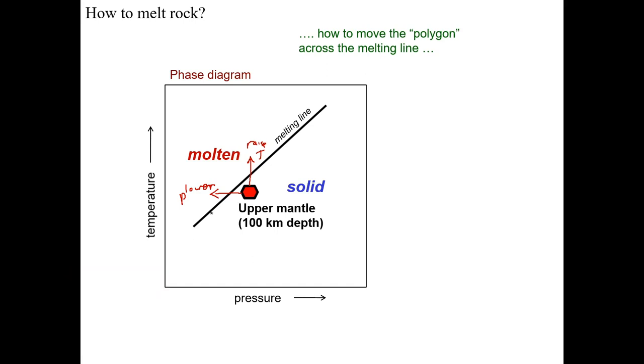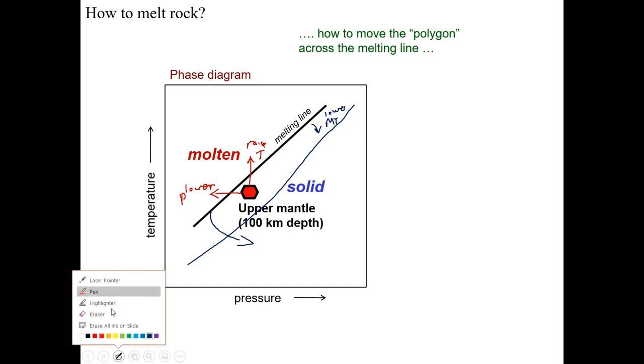Another way is kind of cheating. Don't change the pressure and temperature; take this whole line and move it. So we'll move the melting line. That's when we lower the melting temperature, so we'll write lower MT, which is melting temperature. Does that make sense? So those are the 3 ways you can melt the mantle.